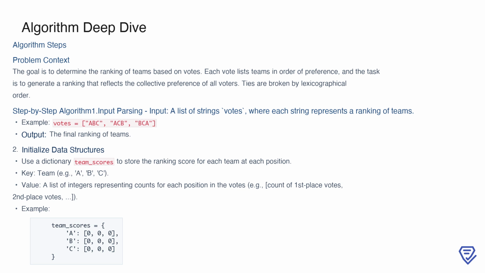For example, given the input votes equals ["ABC", "ACB", "BCA"], our goal is to produce a ranking of the teams, like ACB. Next, we initialize a data structure to store scores for each team. Specifically, we use a dictionary called team_scores, where each key is a team, and the value is a list of integers representing the count of votes the team received in each position. For instance, if there are 3 teams, the list will have 3 positions initialized to 0. This setup allows us to efficiently track and update the scores as we process each vote.